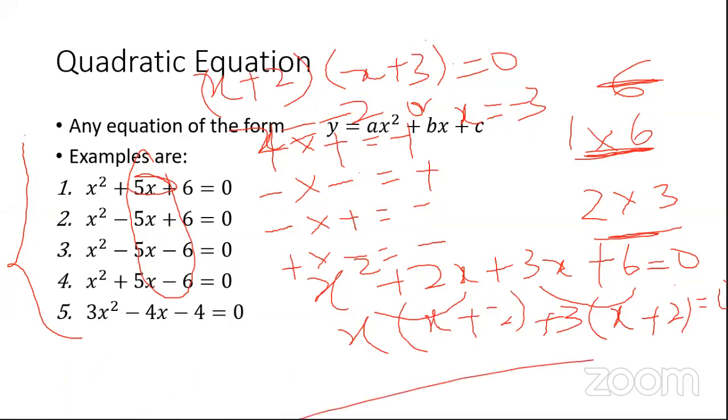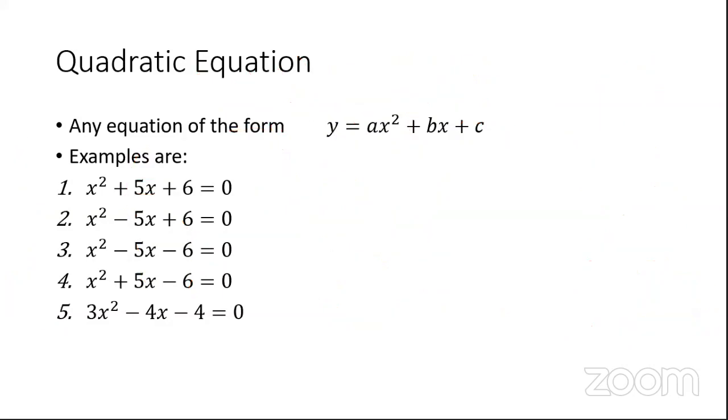So I will try to look at the last question too before we move to the major topic of today. If you look at the last question, we have 3x squared minus 4x minus 4 equals 0. The rule is that you multiply the coefficient of x squared by the constant. The coefficient of x squared here is 3, and the constant is minus 4. So if you multiply, you have minus 12.